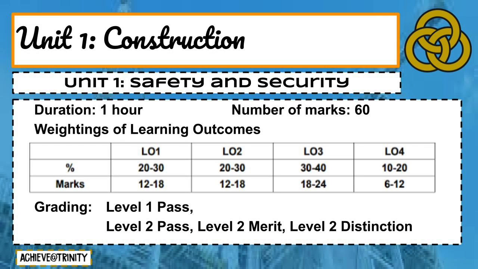The learning outcomes in this exam do not all have equal weighting. As an example, Learning Outcomes 1 and 2 will be assessed over 12 to 18 marks in the exam. This will make up approximately 20 to 30% of the total marks, whereas Learning Outcome 3, which focuses on risks and control measures, carries the most weighting and will make up 18 to 24 marks on the exam, covering approximately 30 to 40% of the total paper. The grading for this unit ranges from a Level 1 pass through to a Level 2 distinction.